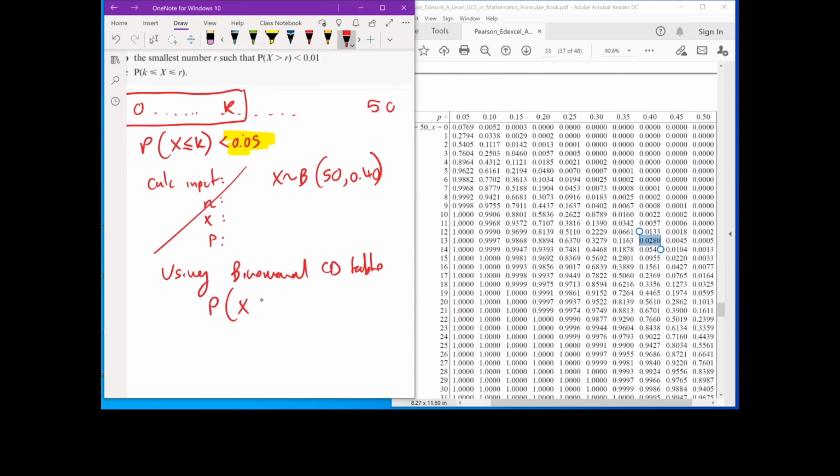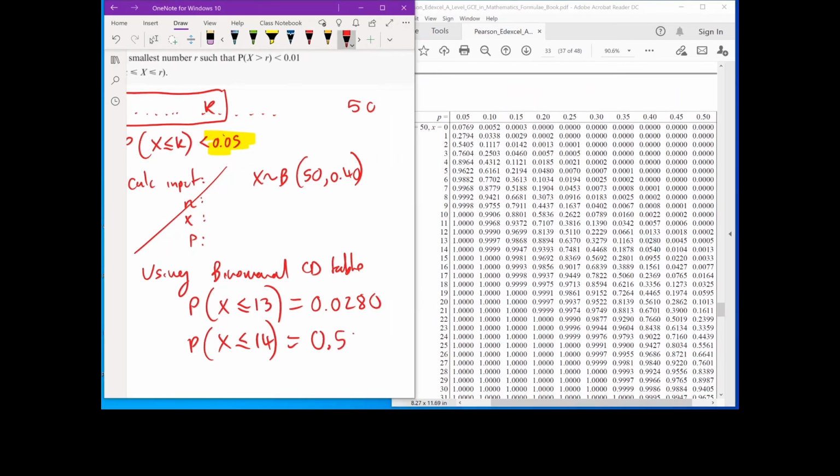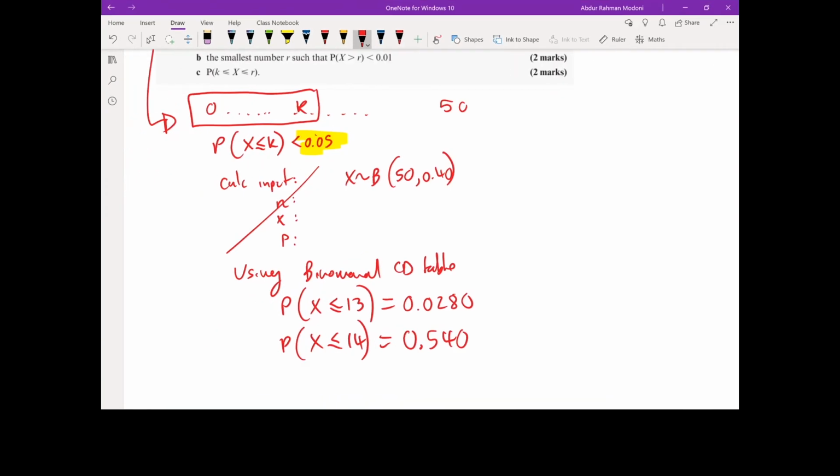Probability of x less than or equal to 13 is equal to 0.0280. I'm going to write down the one after it as well. Probability of x less than or equal to 14 was 0.0540. Yeah, I've done my table. I'm going to focus on answering the question.